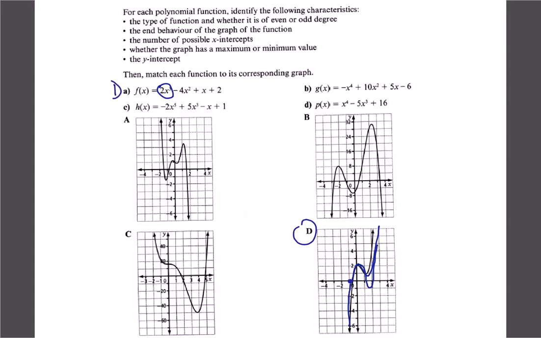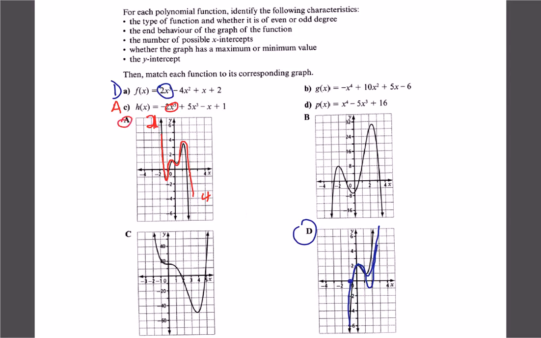Let's look at the next one. Let's do the one below it first. Let's look at letter C. So letter C is a 5th degree, so we should see 5 different bends. So it looks like A is the right answer because it's negative. So it's going to go in the opposite direction, from quadrant 2 down to quadrant 4. And we should have 5 different changes. So 1, 2, 3, 4, and down again is 5. So that seems to be the best match for that one.